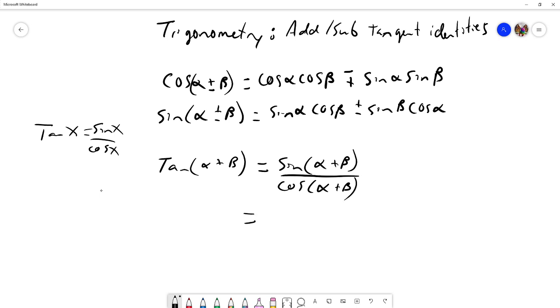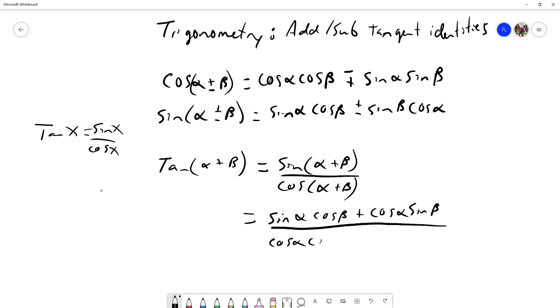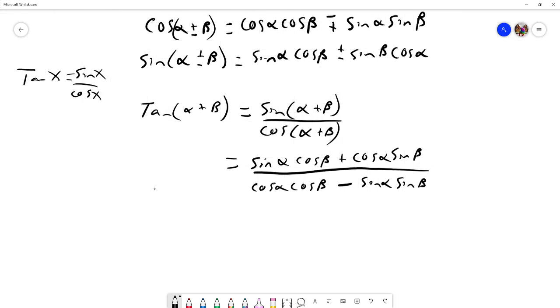And then we can expand this out. So sine of alpha plus beta, so that's sine alpha cosine beta plus cosine alpha sine beta divided by cosine alpha cosine beta minus sine alpha sine beta. Alright, that looks nice.